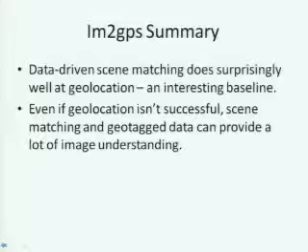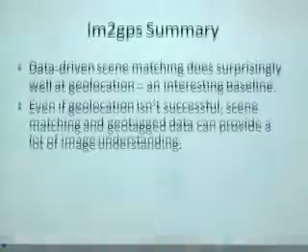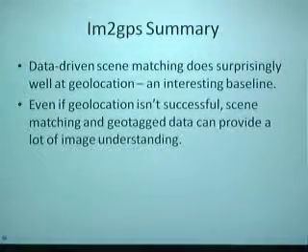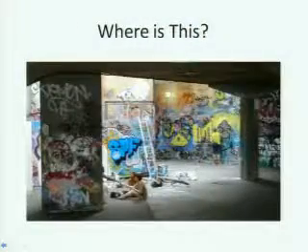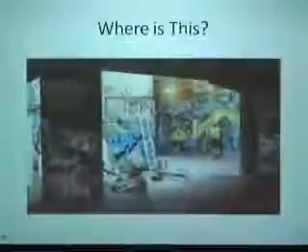All right. So in summary, this data-driven scene matching, I think it makes kind of an interesting baseline for this task, and I think there's a lot of room for improvement. And even if we can't geolocate it accurately, then it can still tell you something about the image, just because the GPS gives you access to a lot of metadata, basically. So this is now moving into a work inspired by IMT-GPS, maybe kind of an extension.